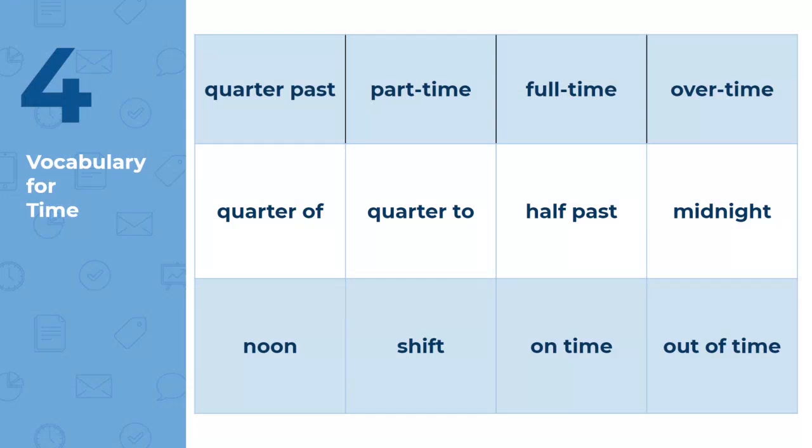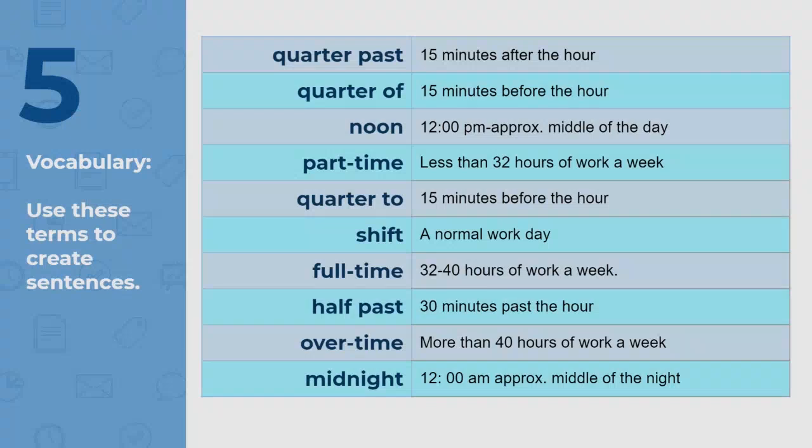Here's our vocabulary for this week. We have quarter past, part-time, full-time, overtime, quarter of, quarter to, half past, midnight, noon, shift, on time, and out of time. Here are the definitions of these words. So a quarter of an hour is 15 minutes. So quarter past is 15 minutes after the hour. Quarter of and quarter to are 15 minutes before the hour.